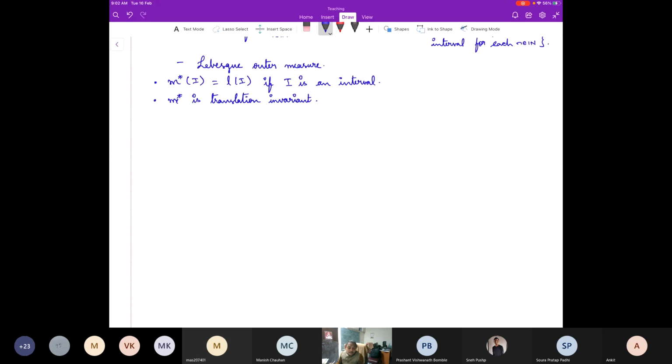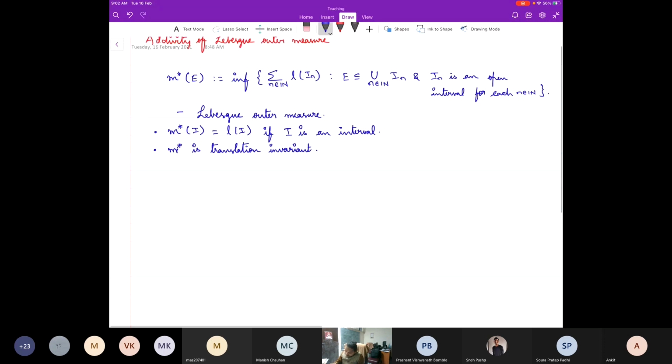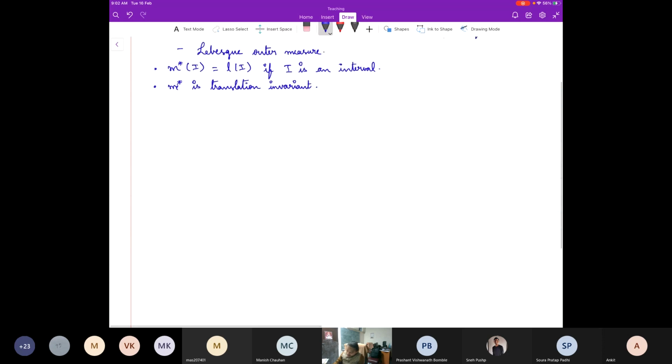Now let's proceed. Today we are going to see what are known as the additivity properties. This Lebesgue outer measure is not additive, but it is subadditive. That is the main thing. Let's begin with the lemma. The first thing is that Lebesgue outer measure is finitely subadditive.